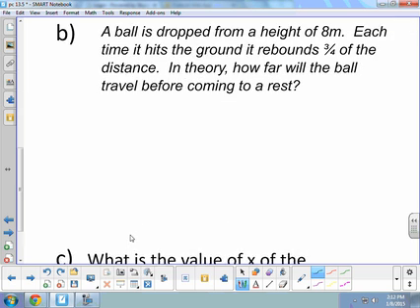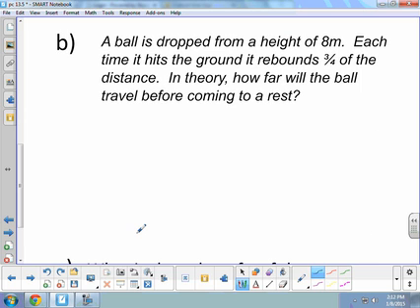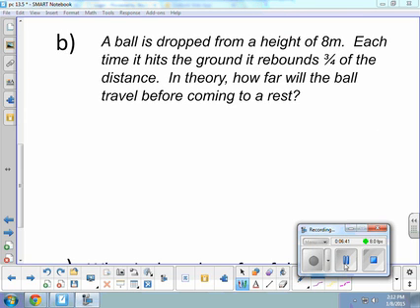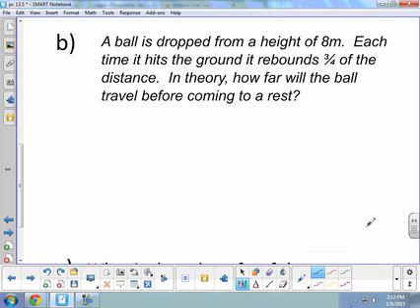Let's throw a word problem in here. A ball is dropped from a... Sorry about that. Let's try that problem again. A ball is dropped from a height of 8 meters. Each time it hits the ground, it rebounds 3/4 of the distance.